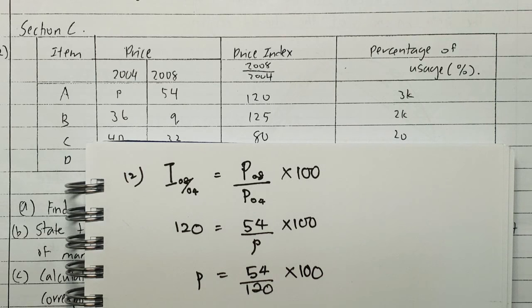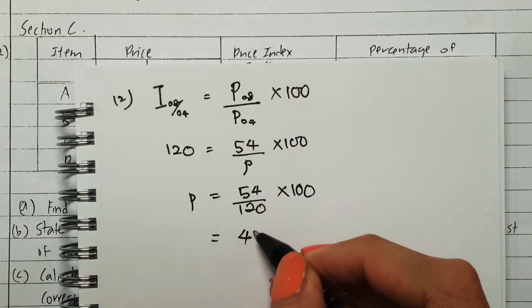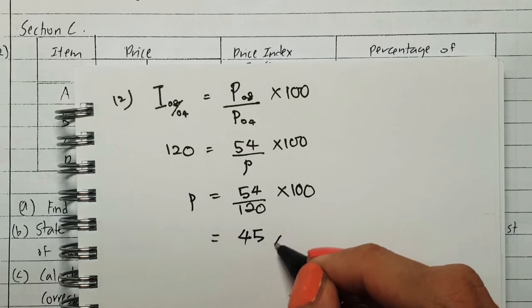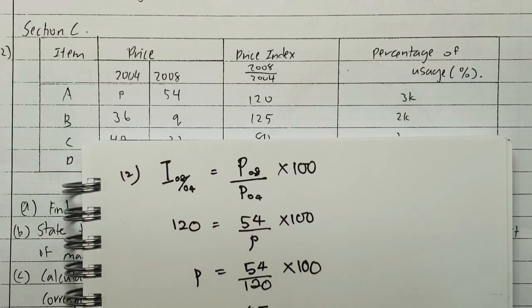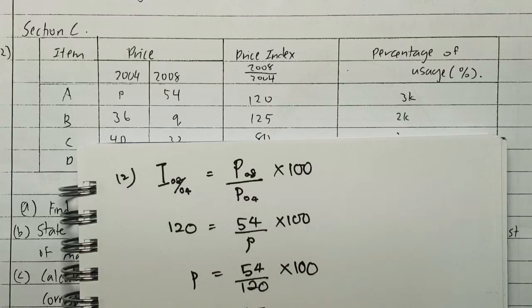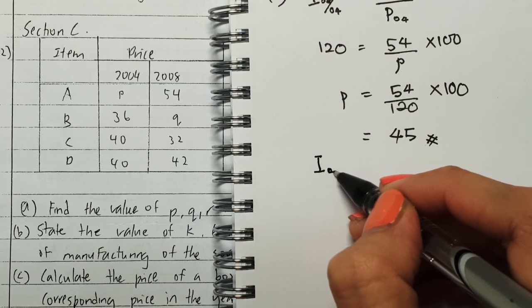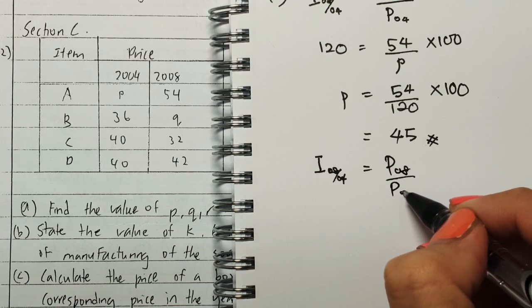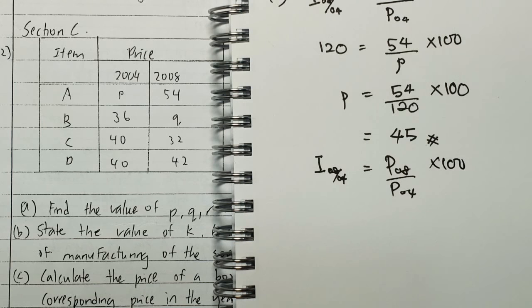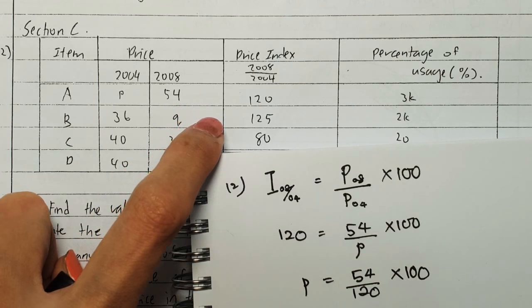So with this, using our calculator, we get 45 as our answer. Actually, price index is quite similar to the percentage. But anyway, now next we need to find Q. So using the same way, we have the price index in 2008 for that item. The price in 2008 over the price in 2004. See, keep using the formula. But in this case, we will have a different item for us to put in. The index is 125.